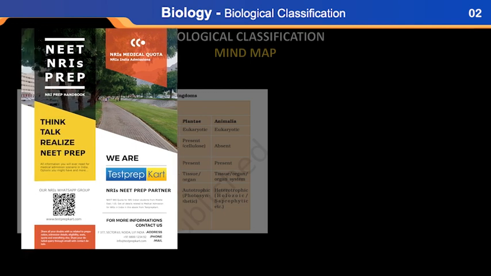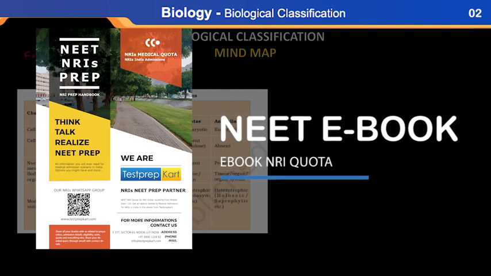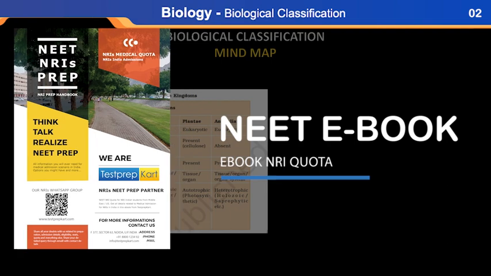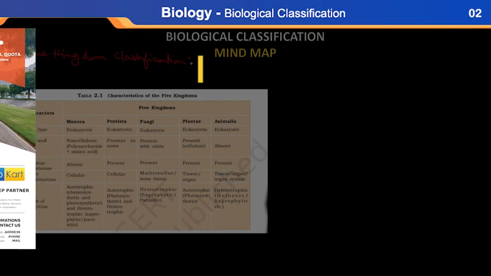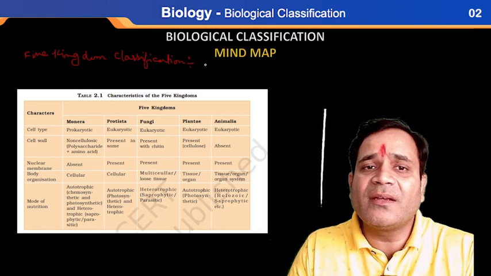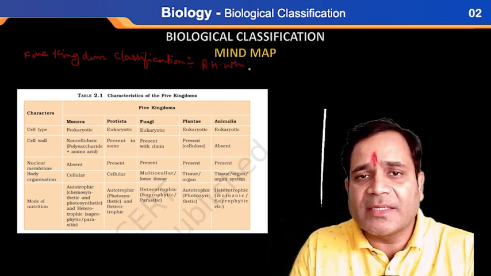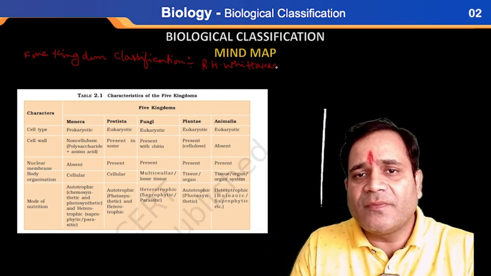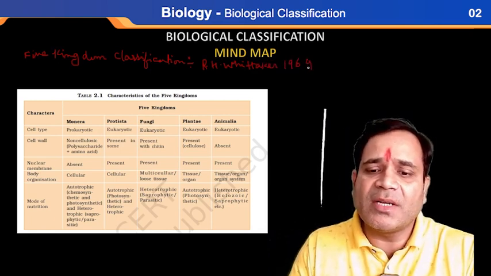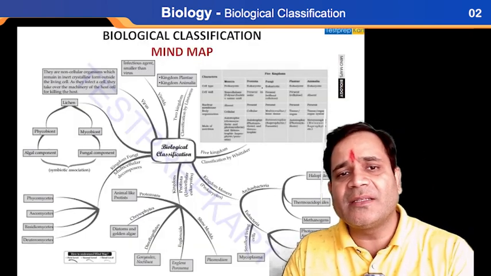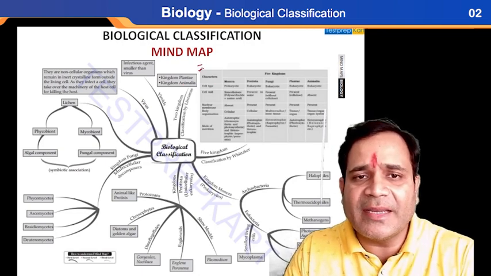You know that the five kingdom classification, see what I'm writing here, was given by the scientist R.H. Whittaker in the year 1969. In this mind map, this is the basic criteria.